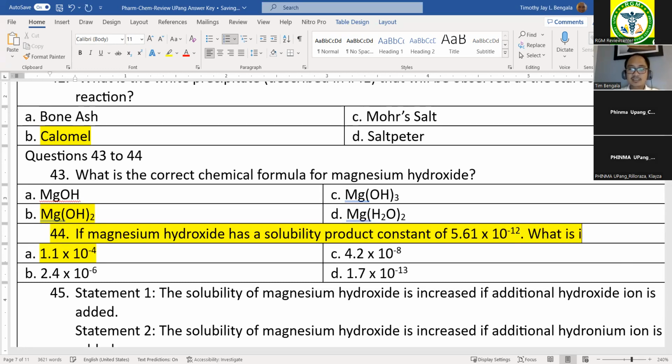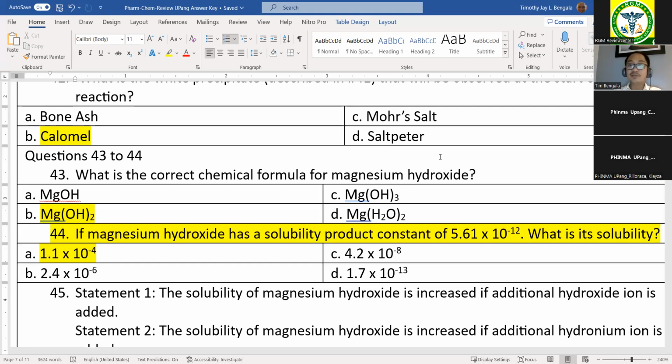What is its solubility? Okay. So, okay ba? Nasagot niyo ba ito? Or alam niyo ba kung anong gagawin? Okay, okay naman. Dahil hindi pala nakaplete yung tanong.